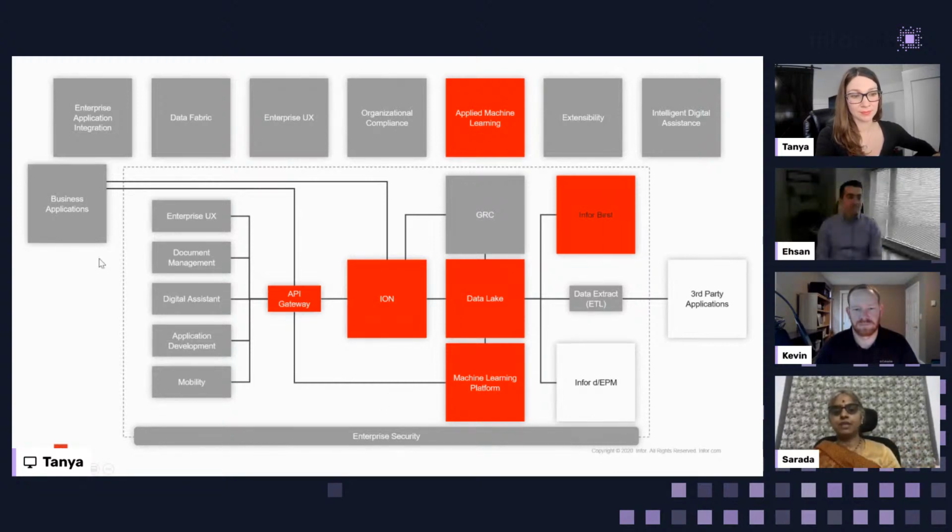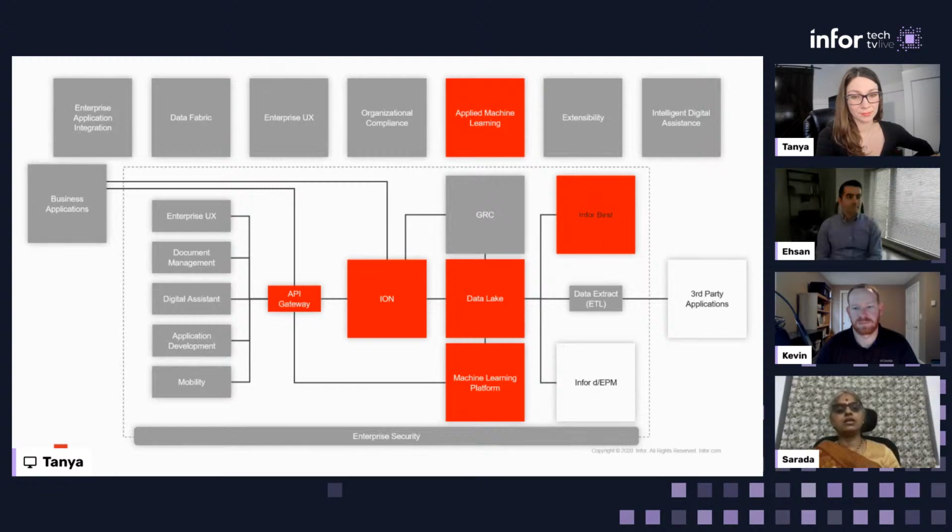So if we start from the inbound, from the business applications, through ION or through the API gateway, we can move the data into the data lake. Yeah, that's the starting point. Because we need to remember why we always talk about data lake. As you know, in the previous session, we talked a lot about data fabric and data lake. This data lake is a place where you store all your data coming from multiple data sources.